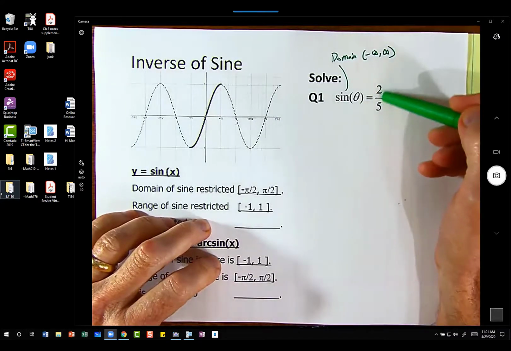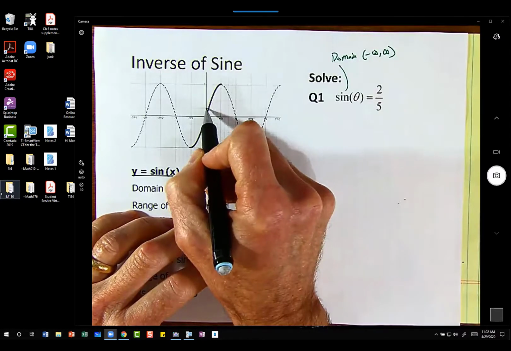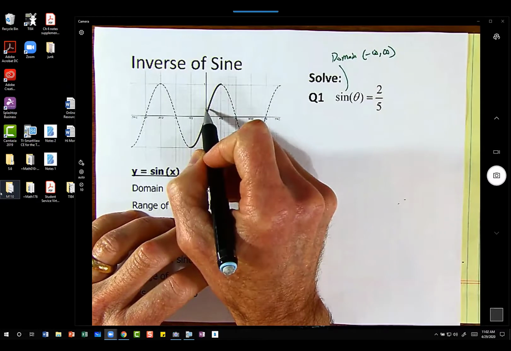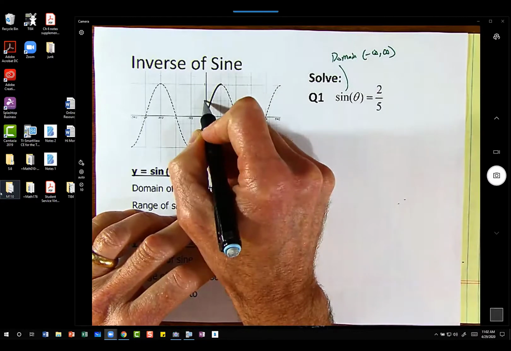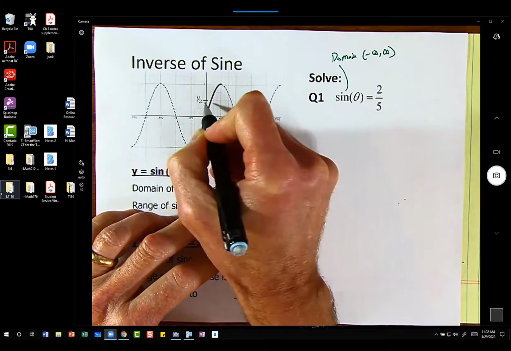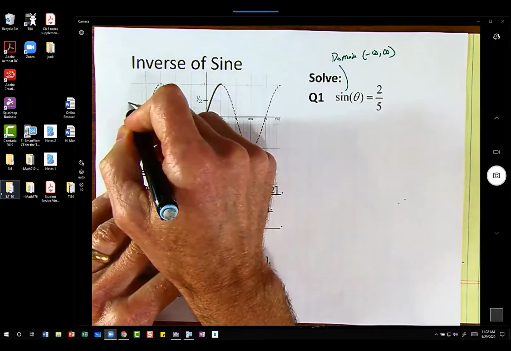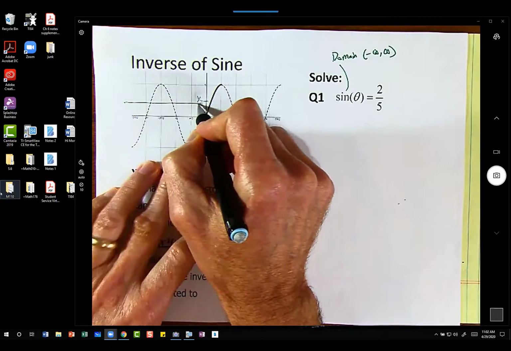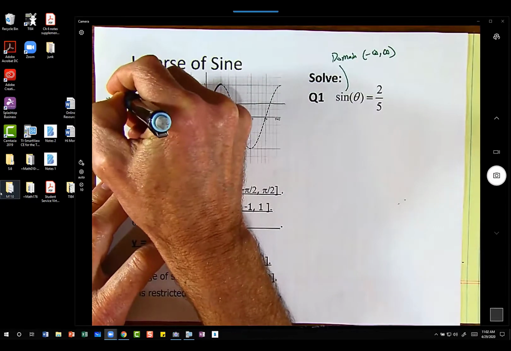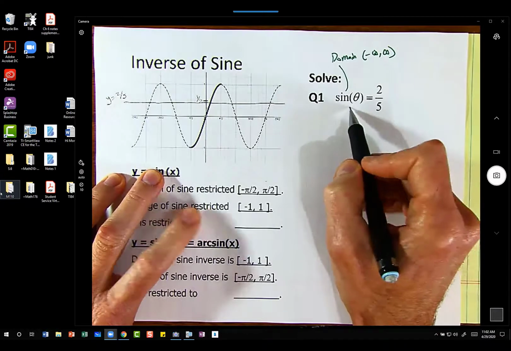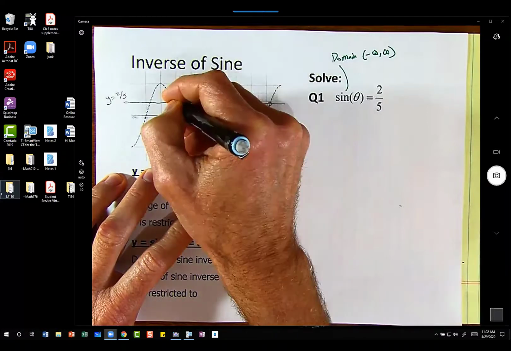Well, 2/5 is 0.4. So on my graph, here's 0.5, 1/2. So 0.4 is just a little below this. So here is the line, y equals 2/5. So how many times does sine equal 2/5? Well, on this picture, 1, 2, 3, 4 answers.